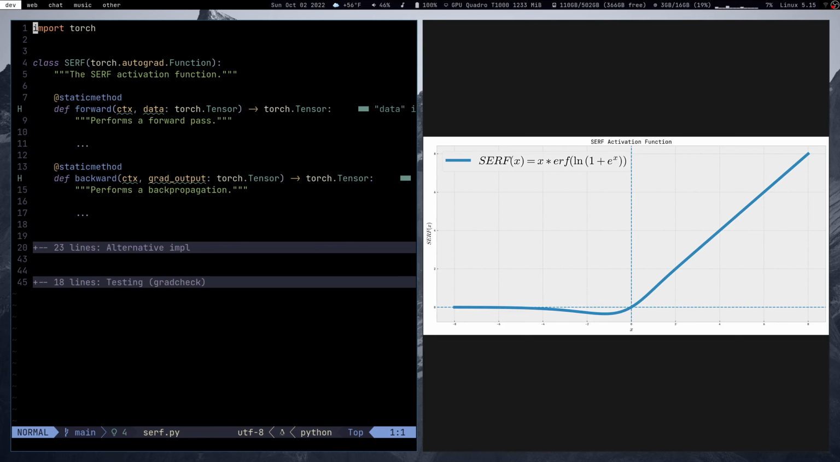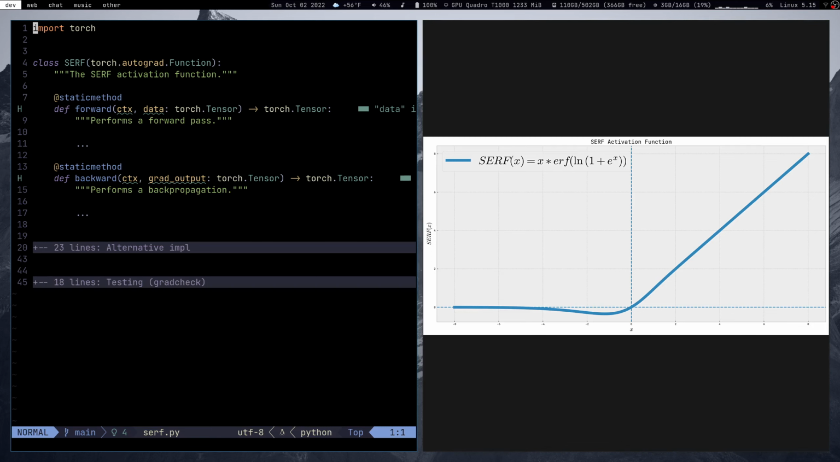Now, in the case of SERF, we really need to implement it because otherwise we won't be able to use it. Because again, PyTorch does not provide this activation function. There is no nn.serf, so torch.nn.serf. There is no torch.serf. Okay, so we need to implement this.